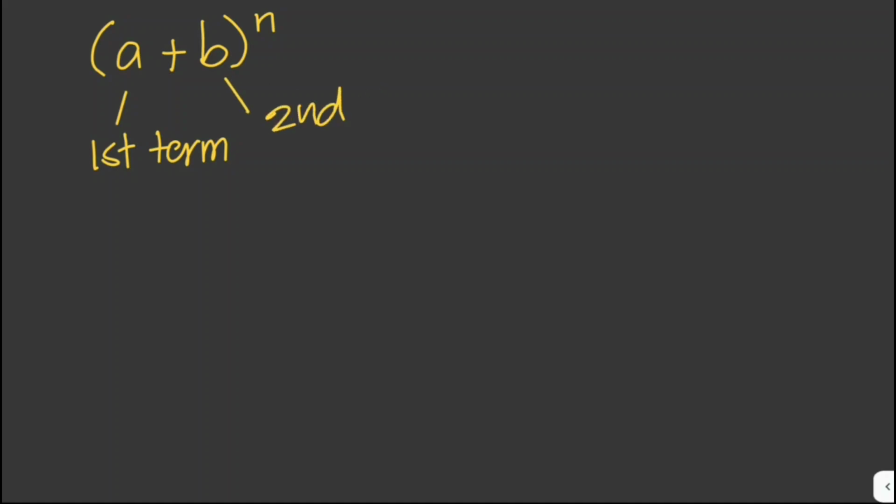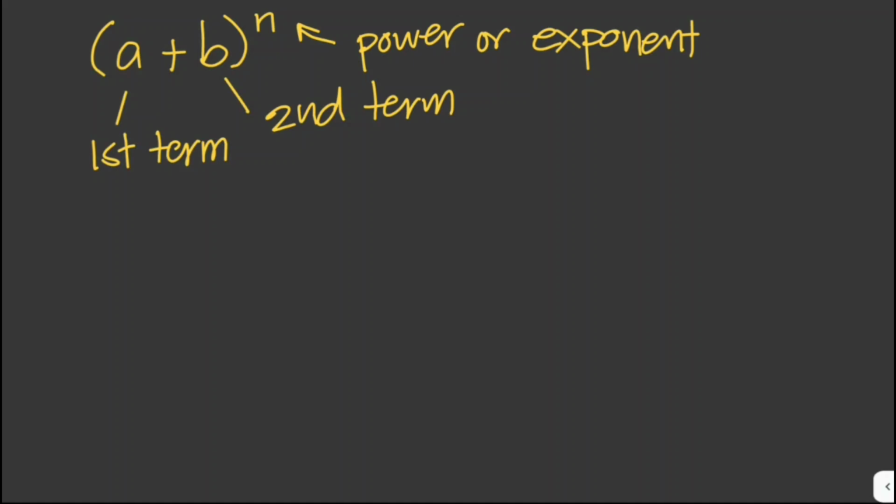Let's say our binomial expression is denoted as (a + b)^n. Here, a is the first term of our binomial expression, b is the second term, and n is the power or exponent to which the binomial expression is raised. So how are we going to expand this binomial expression (a + b)^n?